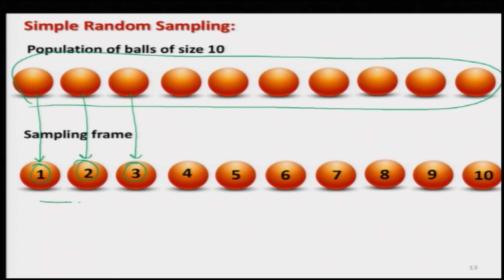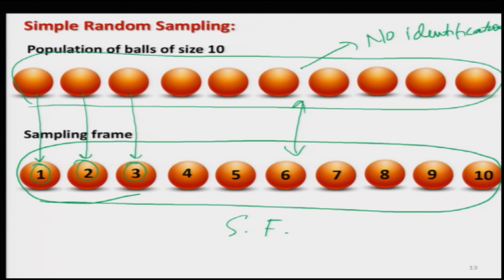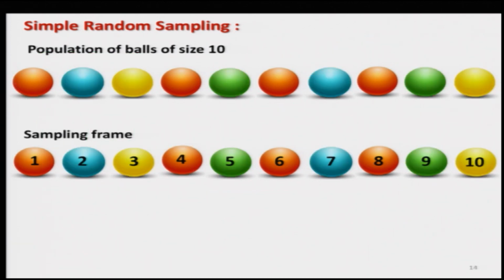So, now this is my sampling frame. You can see that both these 2 figures are the same, but in this case there are no identification tags. So, this is only a population and it is not a sampling frame, whereas here we have identification tags attached to all the sampling units in the population, and this constitutes the sampling frame.